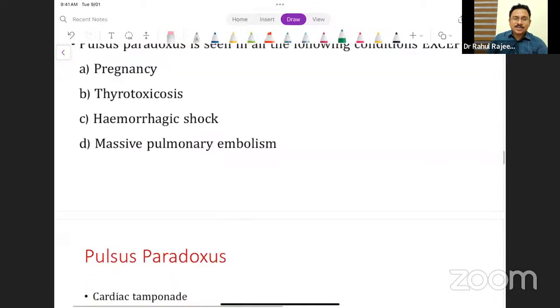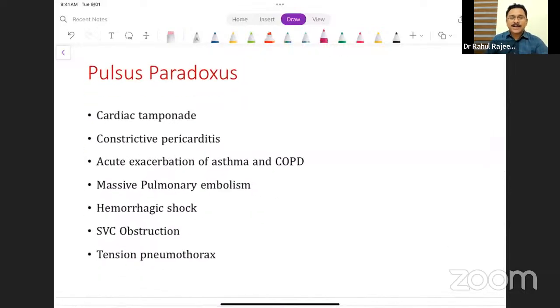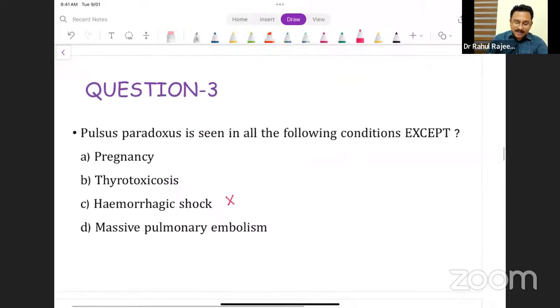So let us see the causes of pulsus paradoxus. In my lectures, in the DocTutorials app as well, in the pulse module, I have listed the causes of pulsus paradoxus. Most important one, cardiac tamponade. Then you may also see it in constrictive pericarditis, acute exacerbation of respiratory conditions like asthma and COPD, massive pulmonary embolism, hemorrhagic shock, SVC obstruction, and tension pneumothorax. So from this list itself, you have already eliminated 2 options. It is not hemorrhagic shock. It is not massive pulmonary embolism. They're asking except. Now, what to choose between pregnancy and thyrotoxicosis?